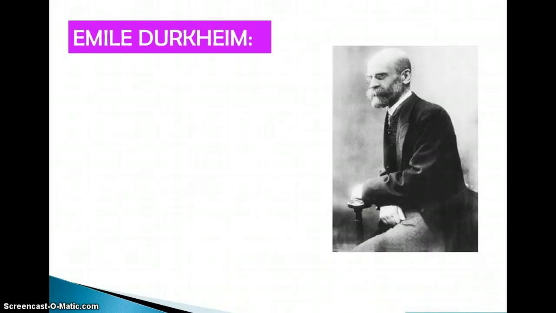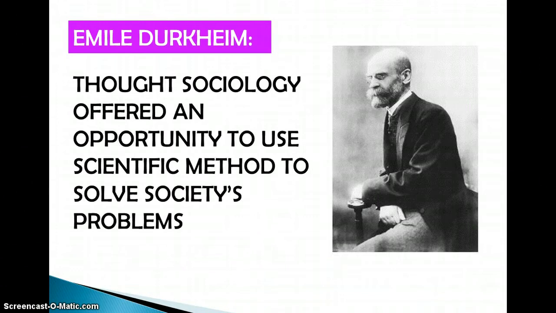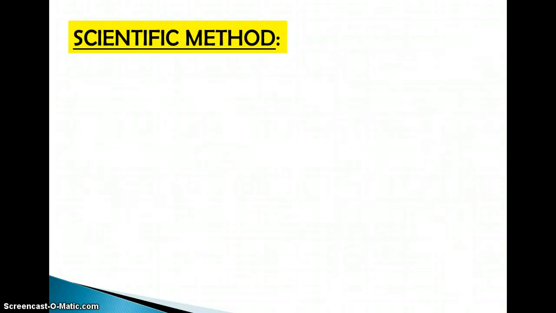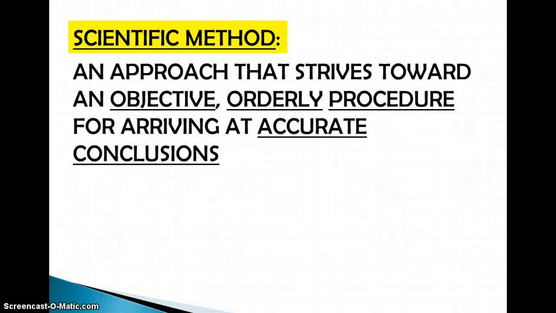All right, we're going to first talk about Emil Durkheim. And he was a sociologist that thought, why can't we apply the scientific method to behaviors and help solve some of society's issues or problems? So knowing what the scientific method is, it's clearly used in sciences. That's why it's called a scientific method.